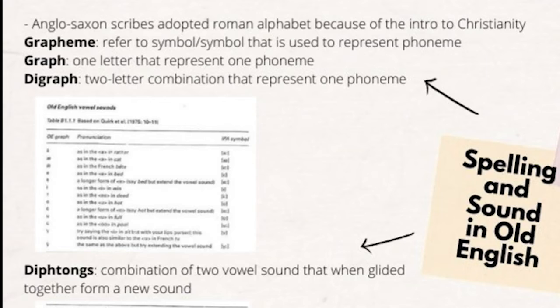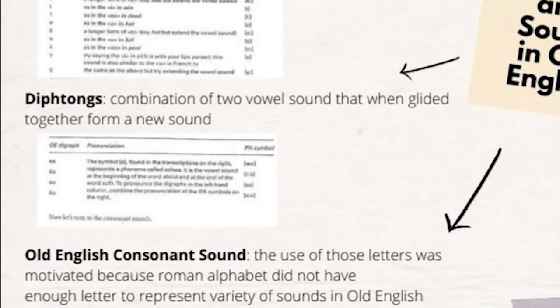As the table here shows, there are a few examples of Old English vowel sounds, like this A, as in retter. Here is the IPA symbol and many more. You can see it for yourself. Moving on, there is diphthong. It's a combination of two vowel sounds that, when collided together, form a new sound.